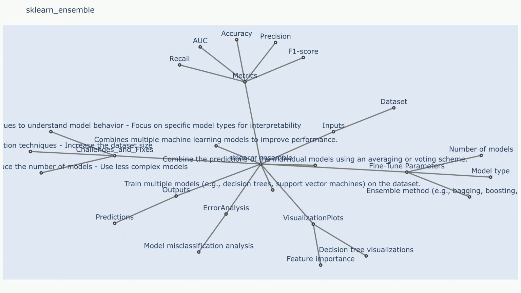Fixes to challenge 2. Use more efficient algorithms. Optimize hyperparameters like the learning rate in gradient boosting. Consider parallel processing, or explore cloud computing resources.